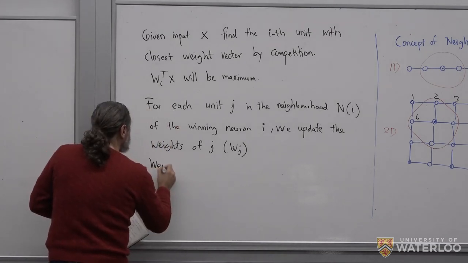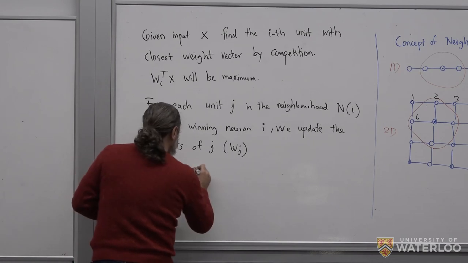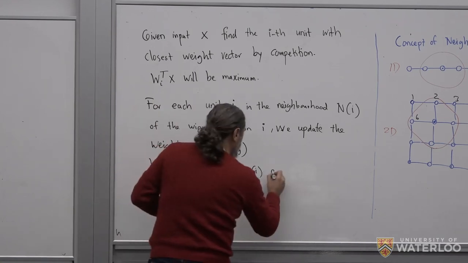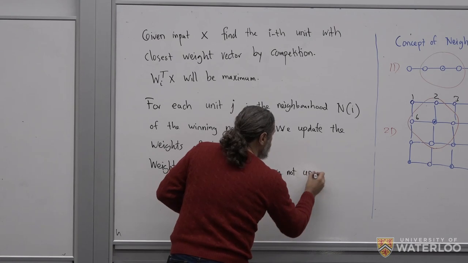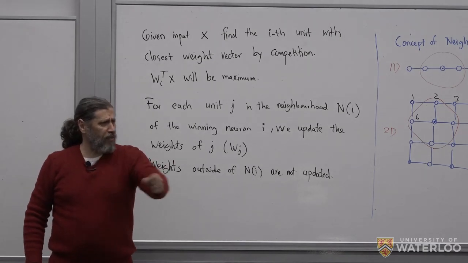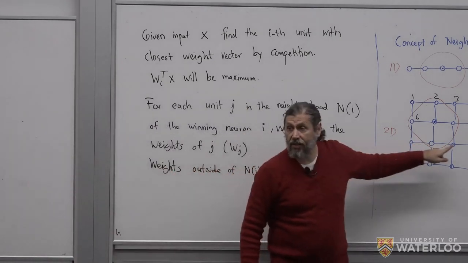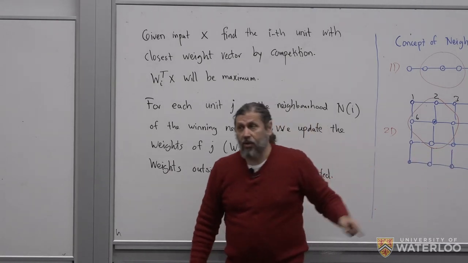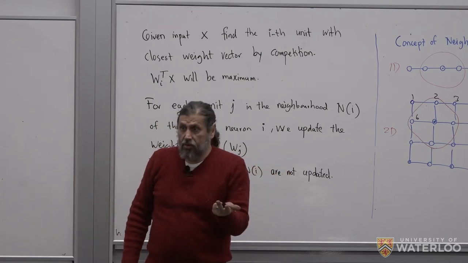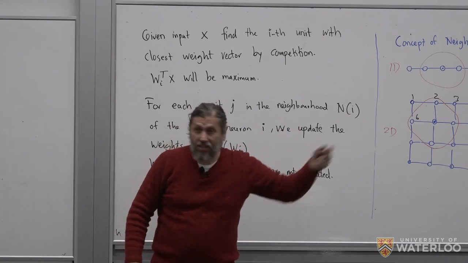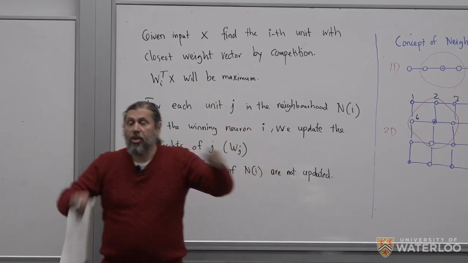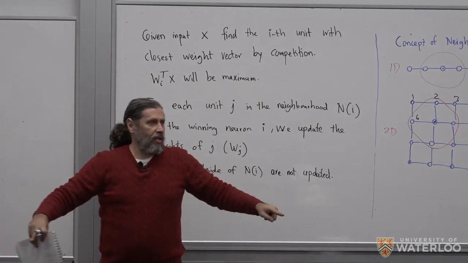So weights outside of n of i are not updated. Well, that's a difference to k-means. In k-means, in every iteration, we updated everything. Here, I only make updates inside the neighborhood. And you can easily have a map of 100 by 100, 10,000 neurons, but you are looking for 5 clusters. So I have 10,000 units, 10,000 potential centroids, but I'm looking just for 5. Why? Because I have smooth proximity close to them.